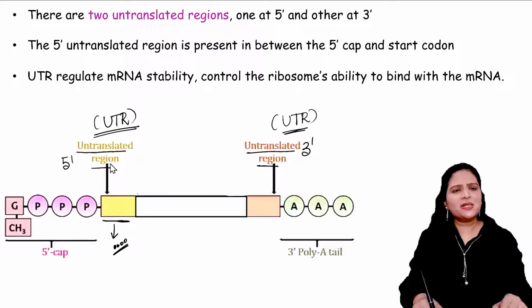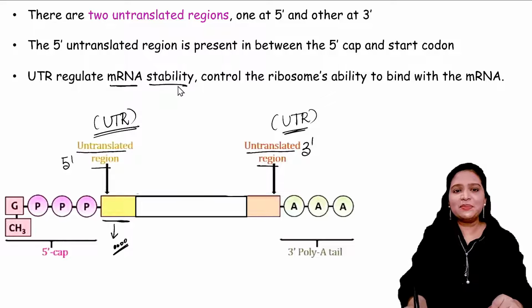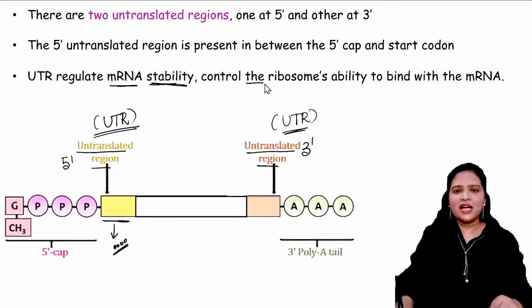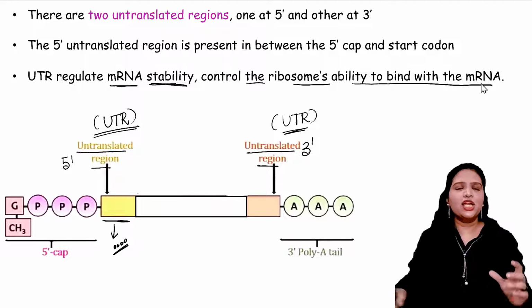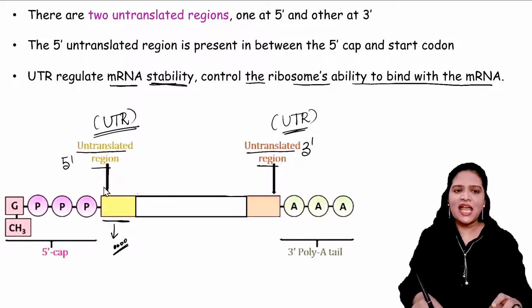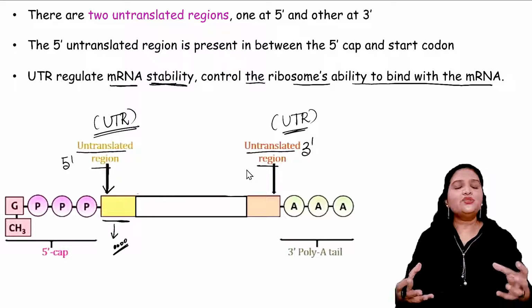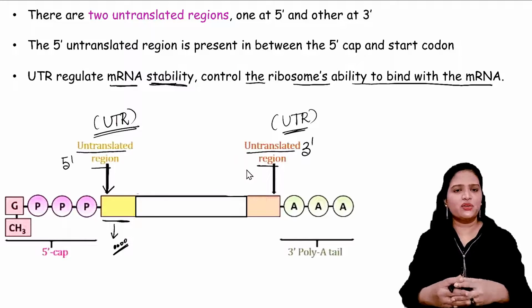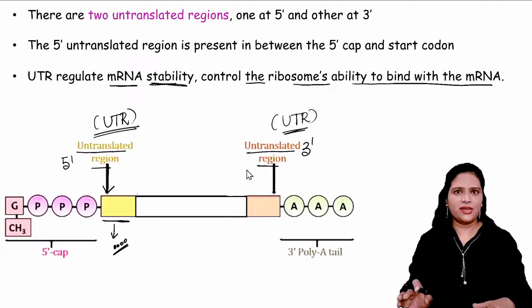But why is this present? This gives some stability to the mRNA molecule and it controls the ribosome's ability to bind with the mRNA. So when the mRNA goes inside the ribosome, this region helps the mRNA to bind with the ribosome properly. This is the function of the untranslated regions.